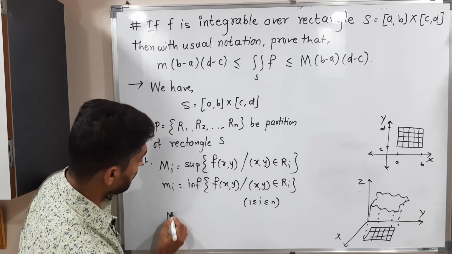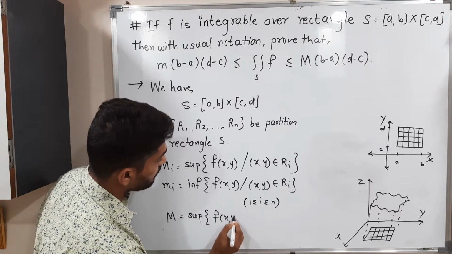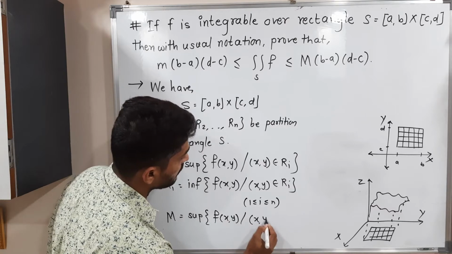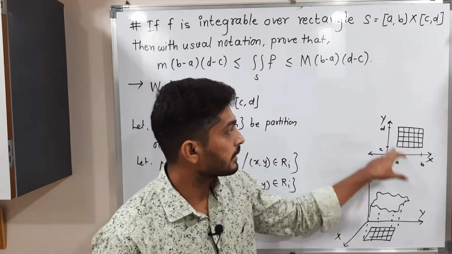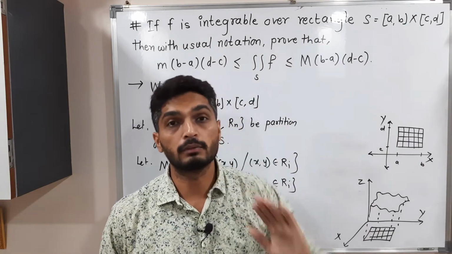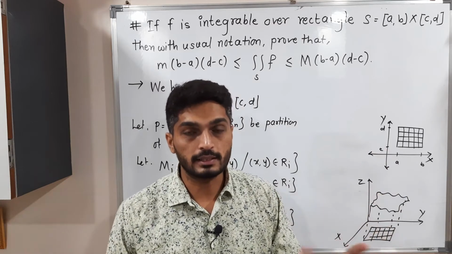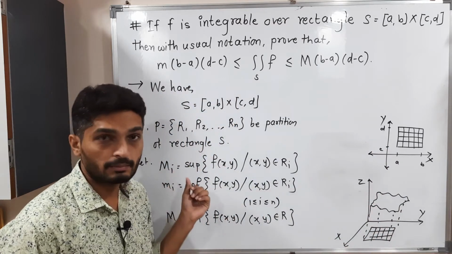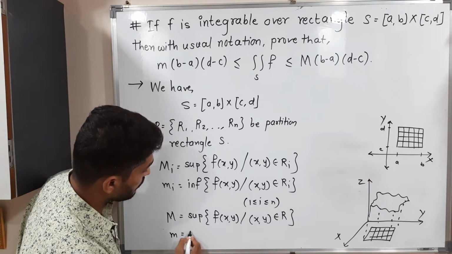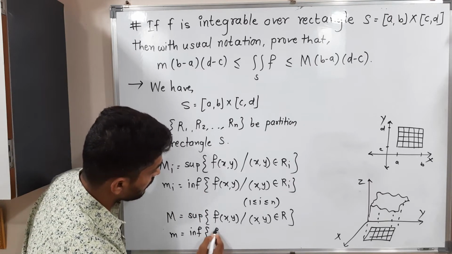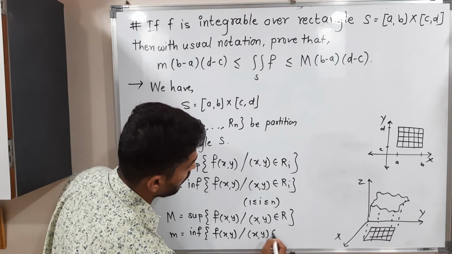Next, capital M is equal to the supremum of f(x,y), where (x,y) belongs to R. That means over the complete rectangle the function will have a maximum value, that will be capital M. That is the global maximum, and the earlier one was the local maximum. Similarly, we can go for the global minimum: small m is equal to the infimum of f(x,y), (x,y) belongs to R.